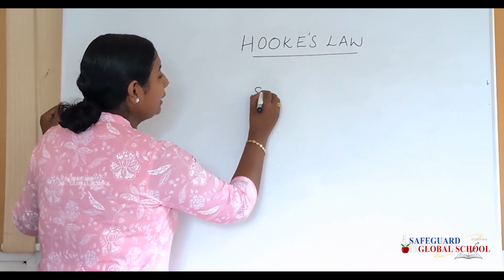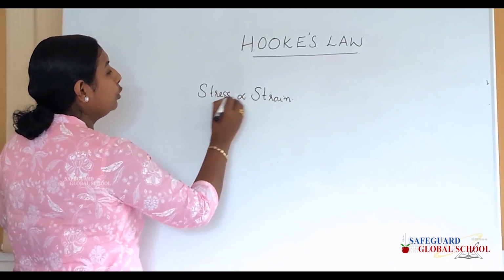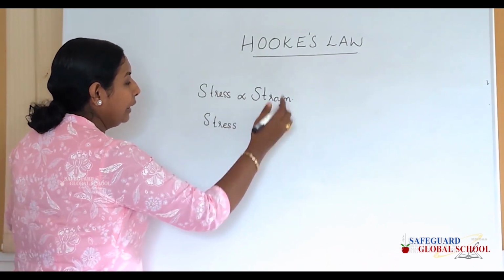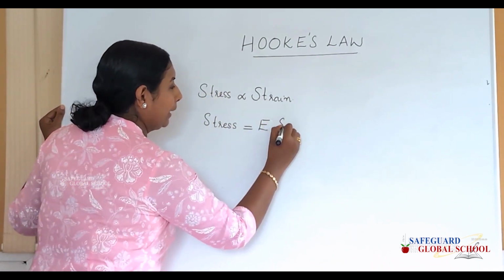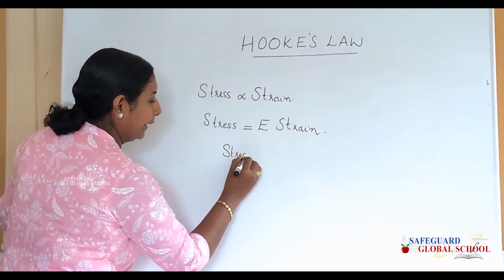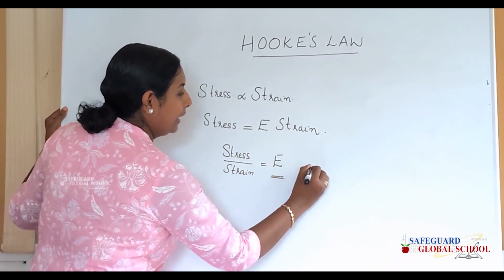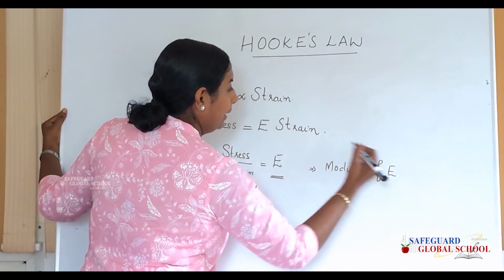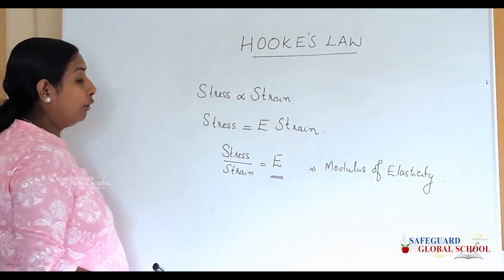So I'll write it. According to Hooke's law, within the limits of elasticity, stress is proportional to strain. So we can write that stress is equal to, whenever we convert a proportionality to an equation, we have to put a constant. Here I am going to put a constant E, such that stress is equal to E into strain. Or we can say that stress by strain is a constant, that is E, and this E is called the modulus of elasticity.